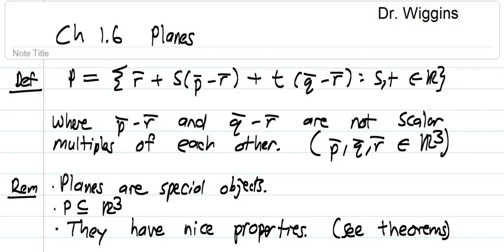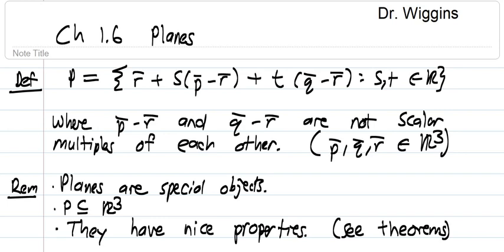Now recall that we defined a plane to be the set of points of the form r plus s(p minus r) plus t(q minus r), where s and t are real numbers. Remember, vector p minus r and vector q minus r are not scalar multiples of each other. So p, q and r are 3D vectors.